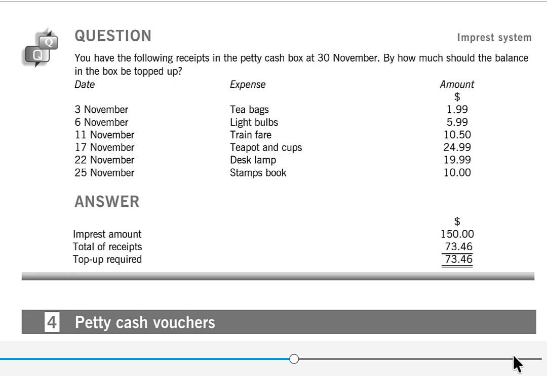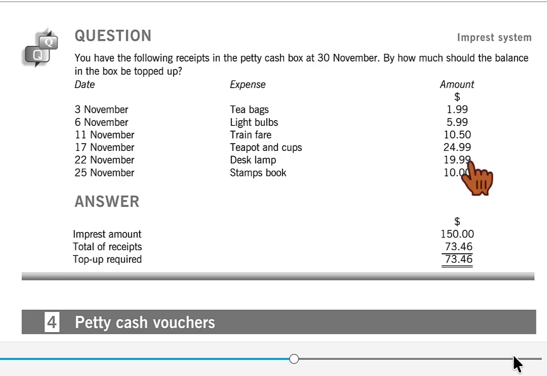Now we add all the receipts because receipts show how much money was paid out. Start with the first receipt. Tea bags, $1.99. Running total is $1.99. Add light bulbs, $5.99. Running total is $7.98. Add train fare, $10.50. Running total is $18.48. Add teapot and cups, $24.99. Running total is $43.47.